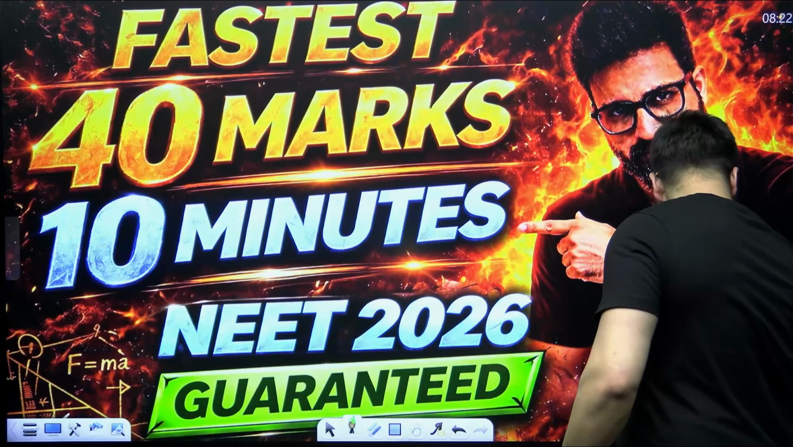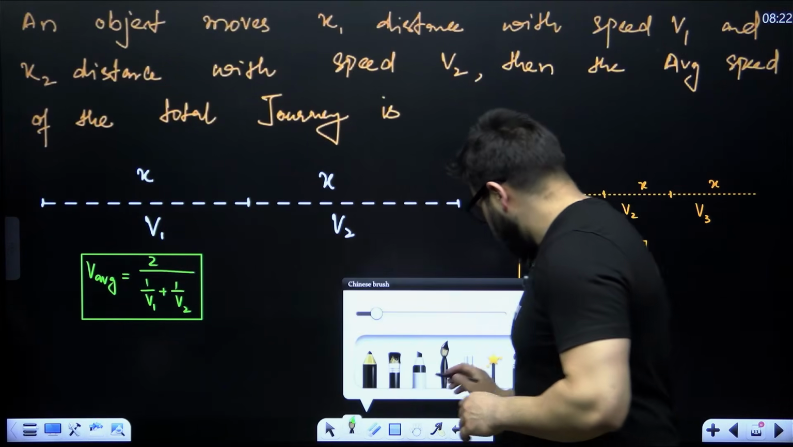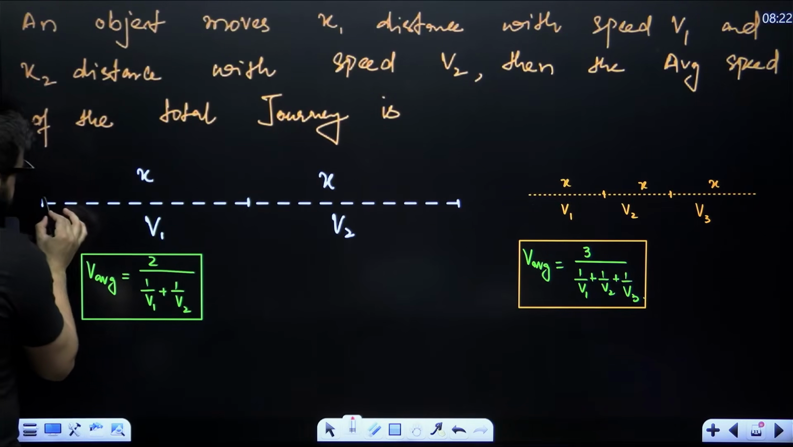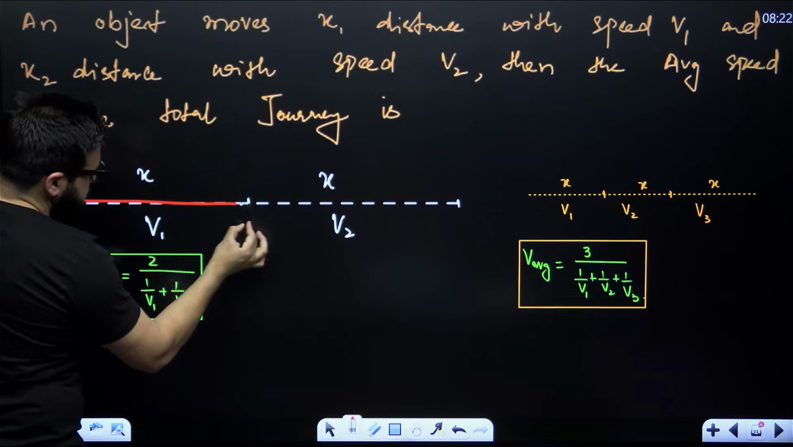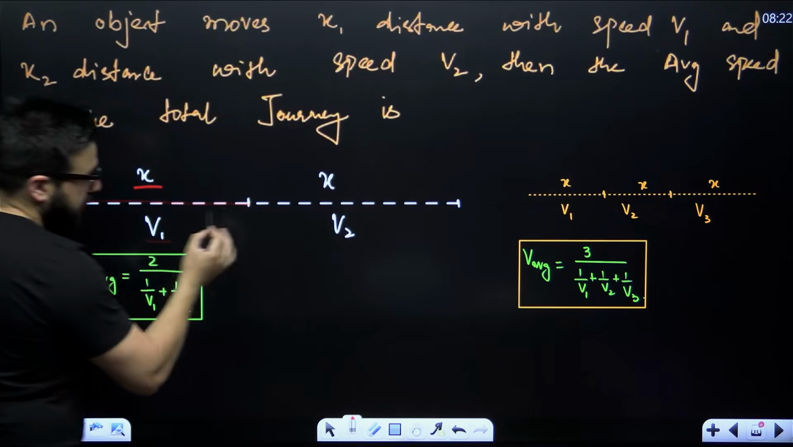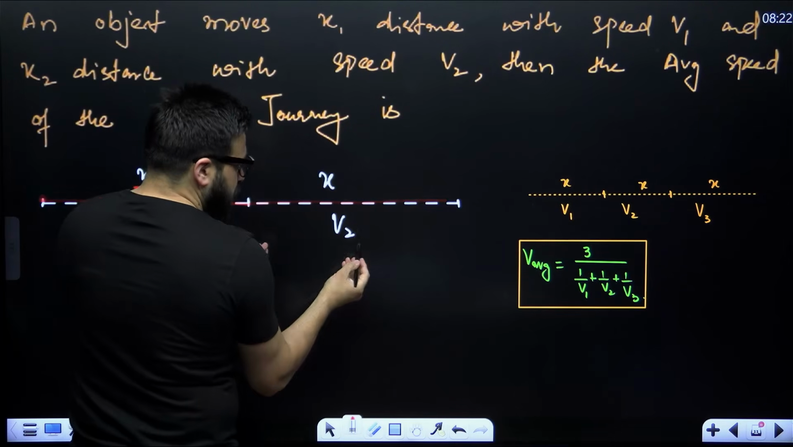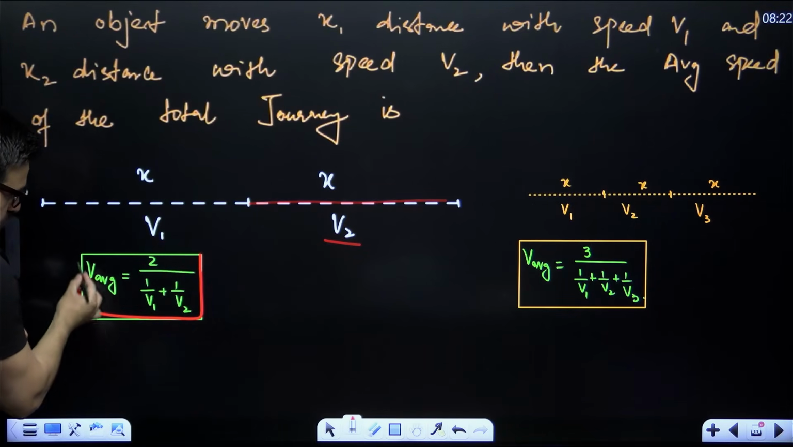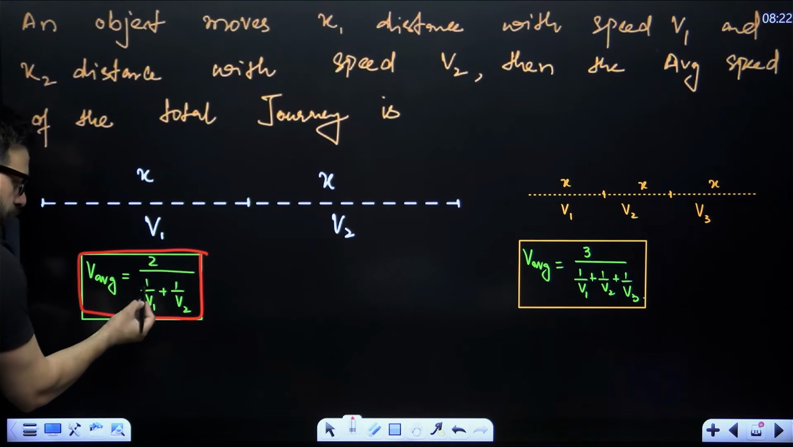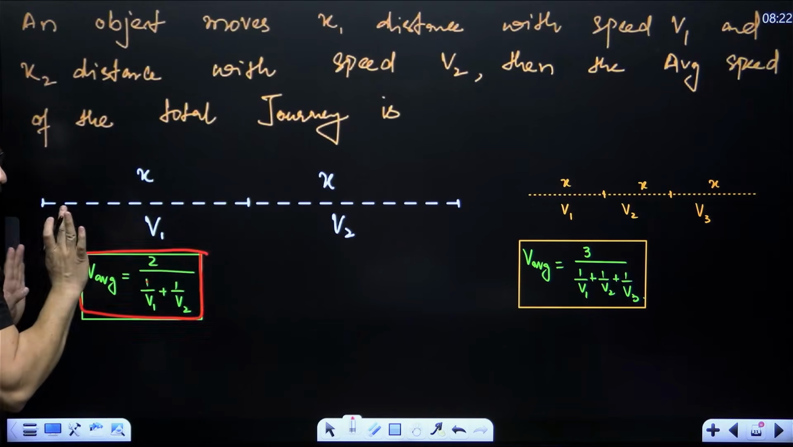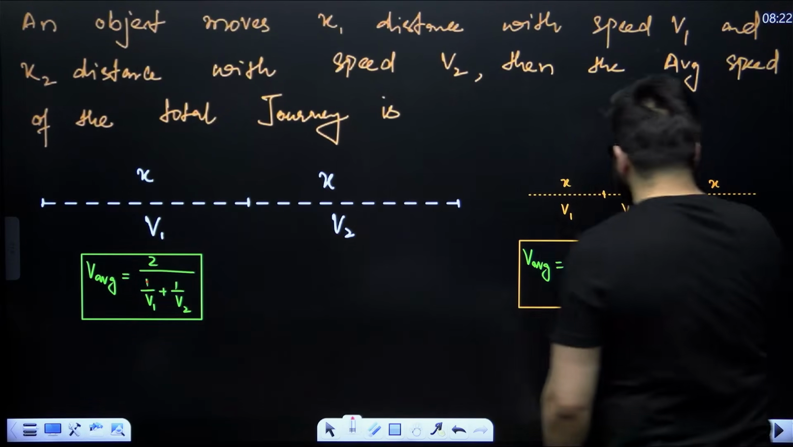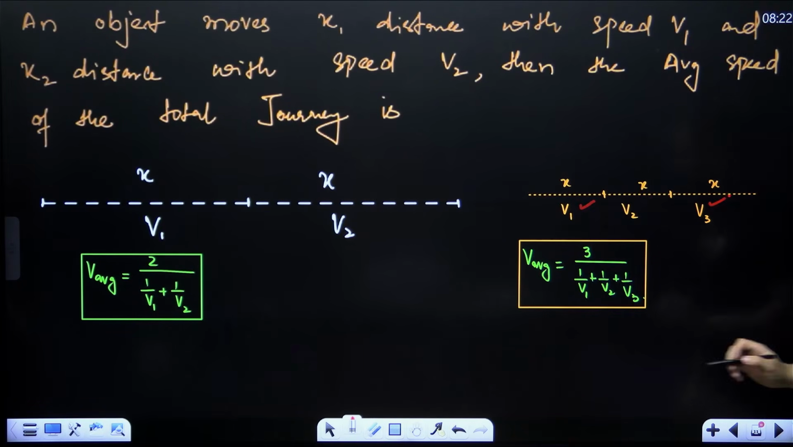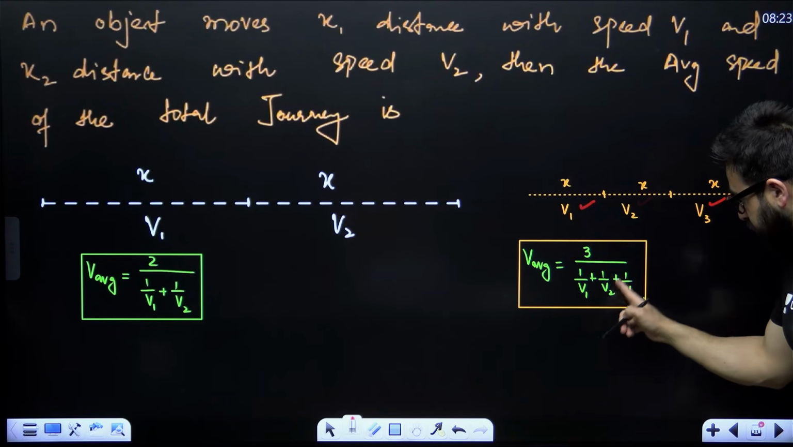Take a look. First one is simple. This is a question of average velocity. Let's suppose an object covers this distance x with velocity v1. Then it covers next x with velocity v2. Same x, same x. If they ask you to find the average velocity or average speed, that will be 2 upon 1 by v1, 1 by v2. Directly remember. Now, if you have three equal distances, x, x, x, here it is moving with v1, v2 and v3. So here it will be 3 upon 1 by v1, 1 by v2, 1 by v3.